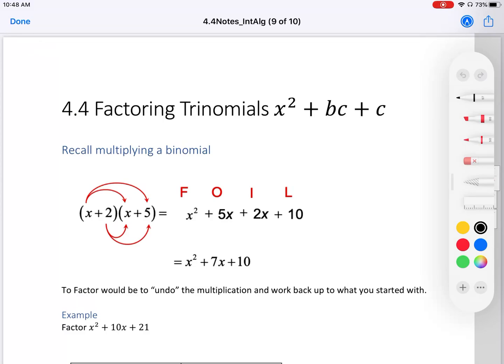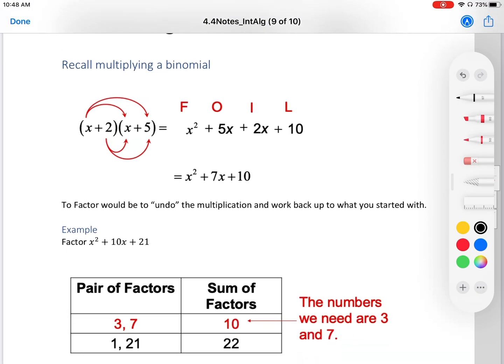Section 4.4, factoring trinomials in the form of x squared plus bx plus c. Okay, so recall multiplying a binomial. You used FOIL. So you had some two terms and you multiplied them out and you got something like this.